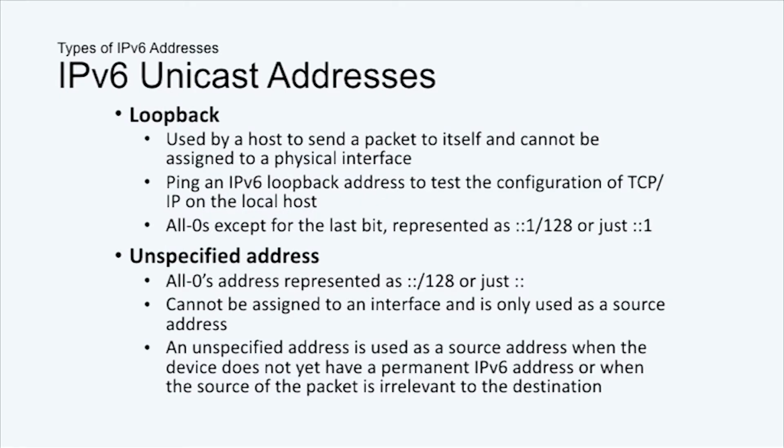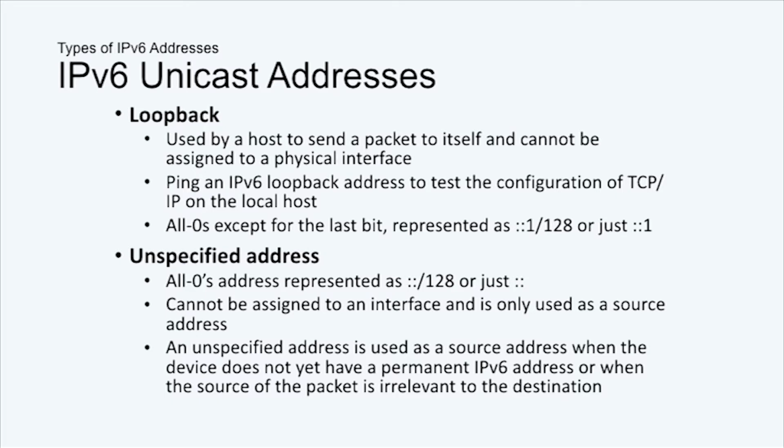Loopback address is the same idea as a loopback address in IPv4. Simply used by a host to send a packet to itself. It can be used to ping an IPv6 loopback address in order to test the configuration of the TCP/IP stack on the local host. The loopback in IPv6 means that the entire address is all zeros except for the last bit. So it'll be represented as ::1 according to those rules of compression that we talked about last video, or just ::1.